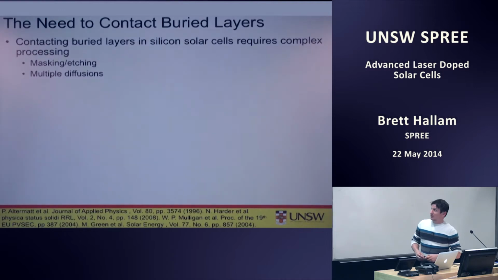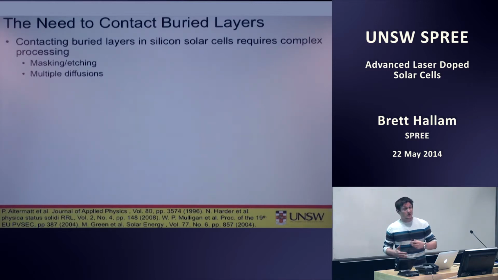Now if we look at a method to contact the buried layers in silicon solar cells, there's a lot of advanced solar cell structures which have very complicated processing in order to contact a layer in the solar cell which would otherwise be under another layer. And this often requires masking for diffusion steps or etching, and it often requires multiple diffusion steps in order to achieve these structures.